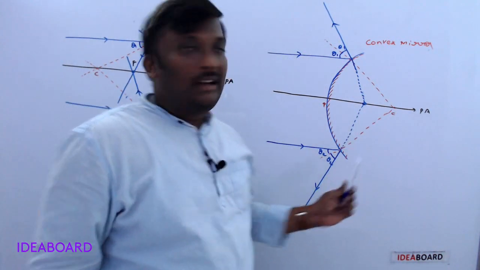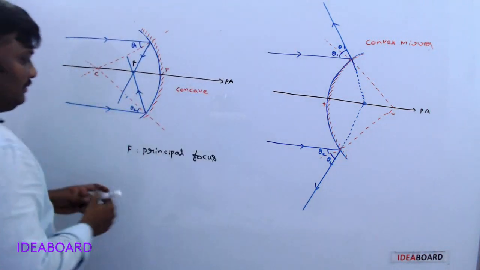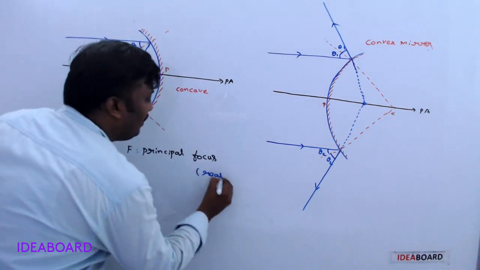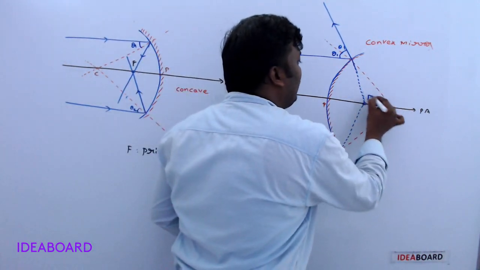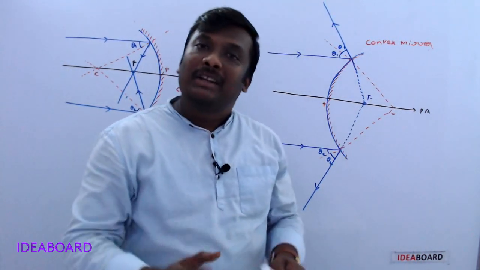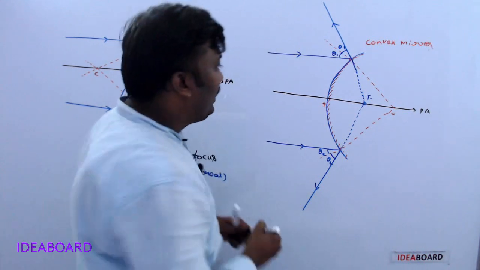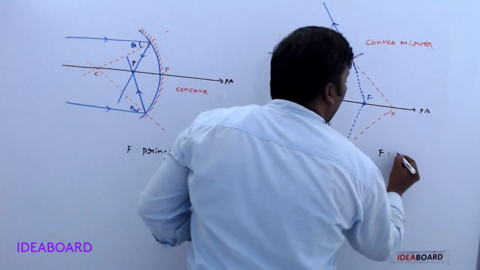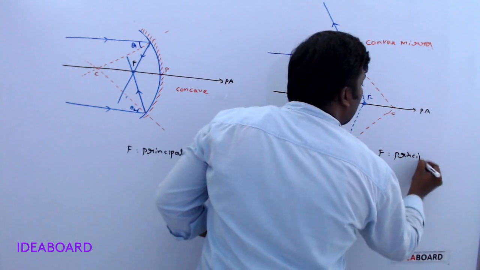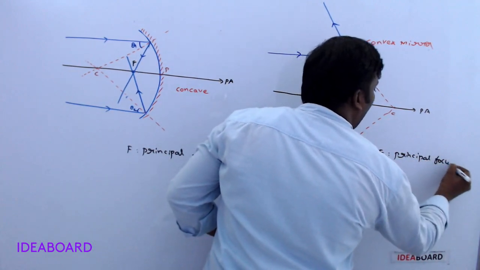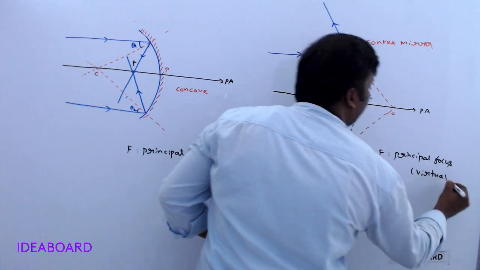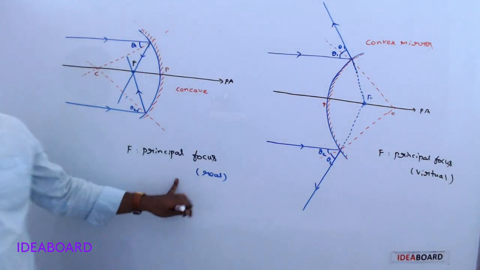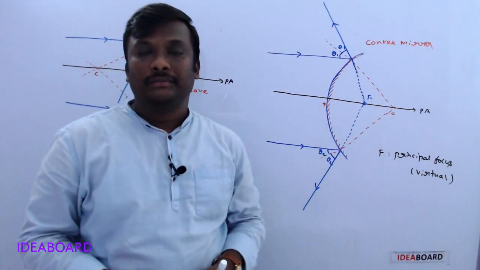Appears, not real. Here it was real, but here they appear to meet at a point. So that point is again called the principal focus. So here F is again called the principal focus, but it is virtual. That one is real and this one is virtual.